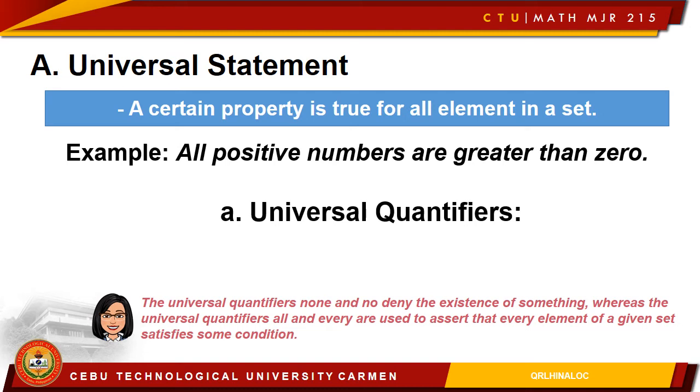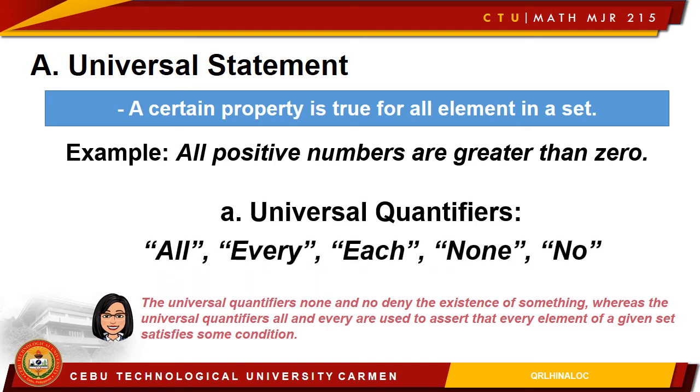Mao ni siyang mga timailhan kung a universal statement ba siya or unsa. So the quantifiers are all, every, each, none, and no. So the universal quantifiers none and no deny the existence of something, whereas the universal quantifiers all, every, each are used to assert that every element of a given set satisfies some condition.